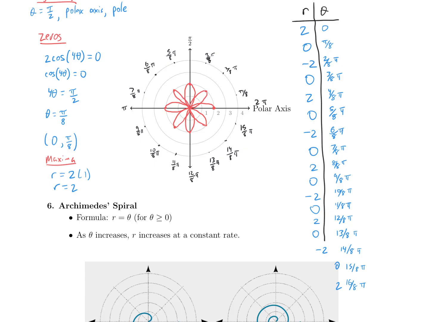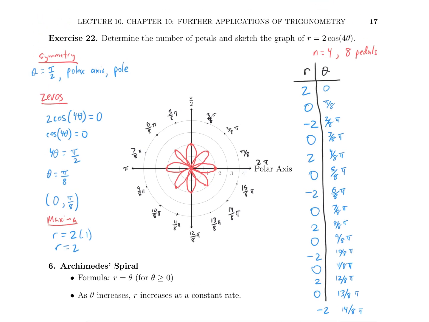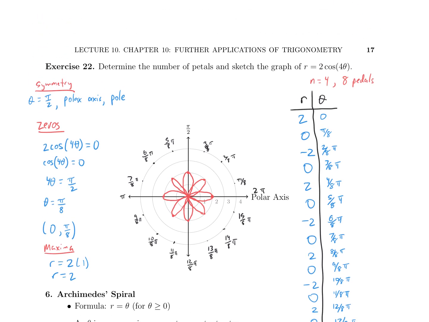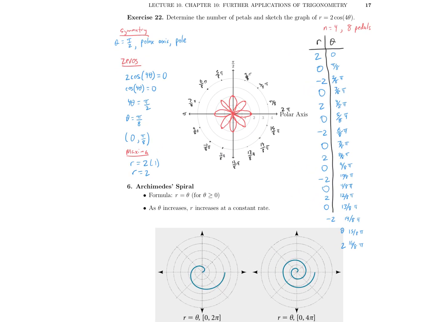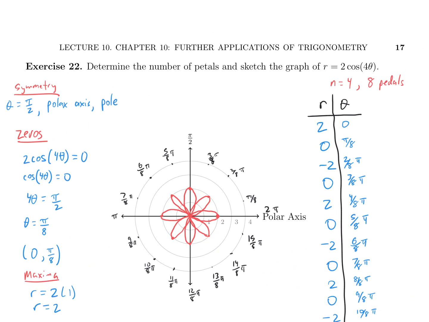All right, and then finally, the last one, 16/8 pi, to complete our graph is right there. So you can count the number of petals. 1, 2, 3, 4, 5, 6, 7, 8. And remember, there should be 8 petals because n is 4. And we know that if n is even, then the number of petals is twice that amount, which is 8. Okay, so that completes that one.